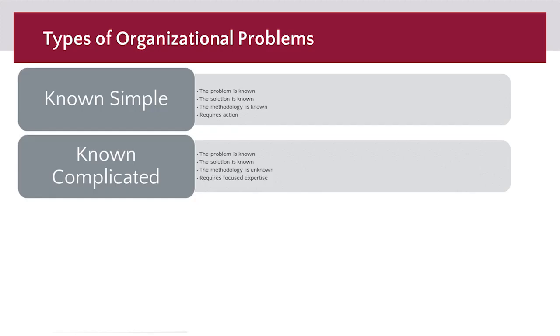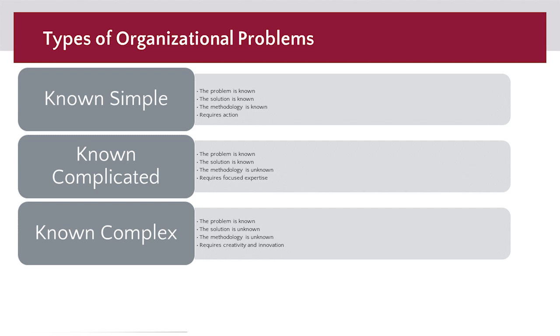The second type of problem is the known complicated. This is when you know the problem and you know what needs to happen, but you don't know how to make it happen. And for this case, you need to bring in experts to come and work with you to identify the methodology and take action.